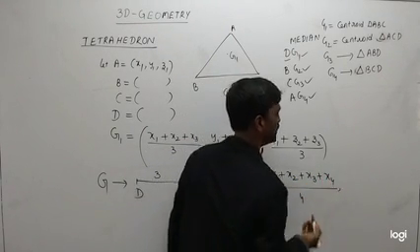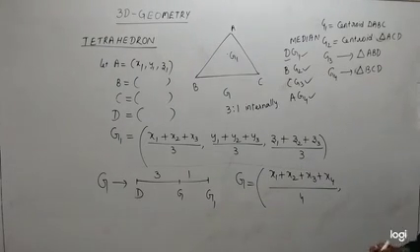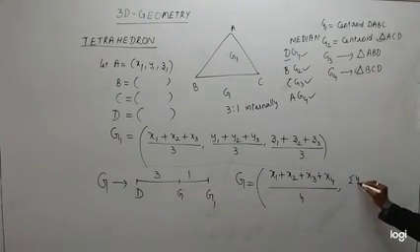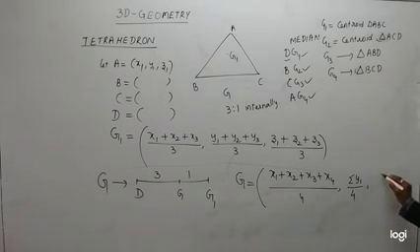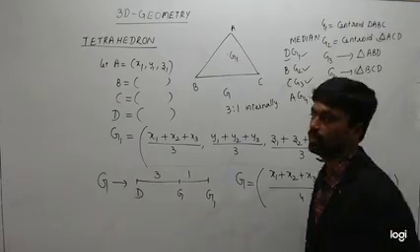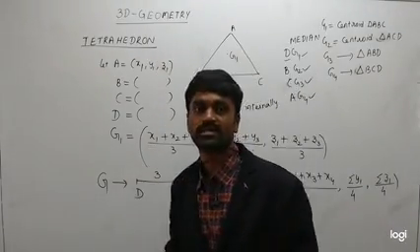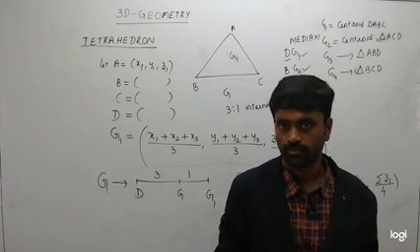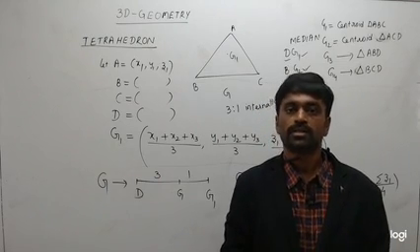Similarly, the y coordinate will be (y1 plus y2 plus y3 plus y4) by 4. So simply I am writing sigma y1 by 4. And the z coordinate you will get is (z1 plus z2 plus z3 plus z4) by 4. So this is the formula to find the centroid of the tetrahedron whenever the vertices are given. Hope you understand.